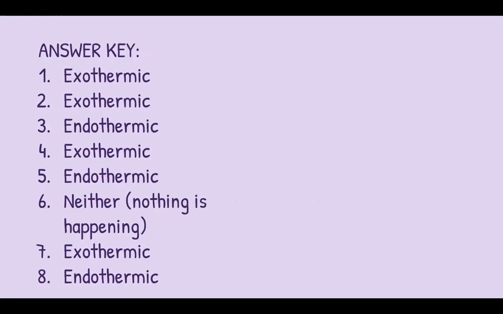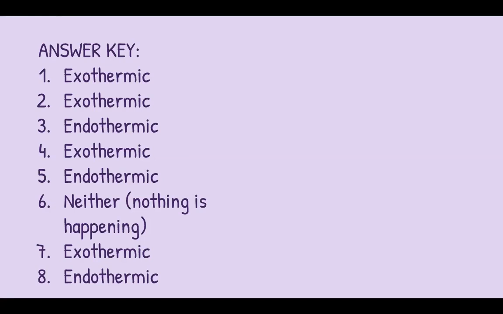All right, so the first one is exothermic, second is exothermic, third is endothermic, fourth is exothermic, fifth is endothermic, sixth is neither, as nothing is happening. There's no transfer in energy as it's at 0. I mean, no work is happening. So that's something to note. 7 is exothermic and 8 is endothermic.